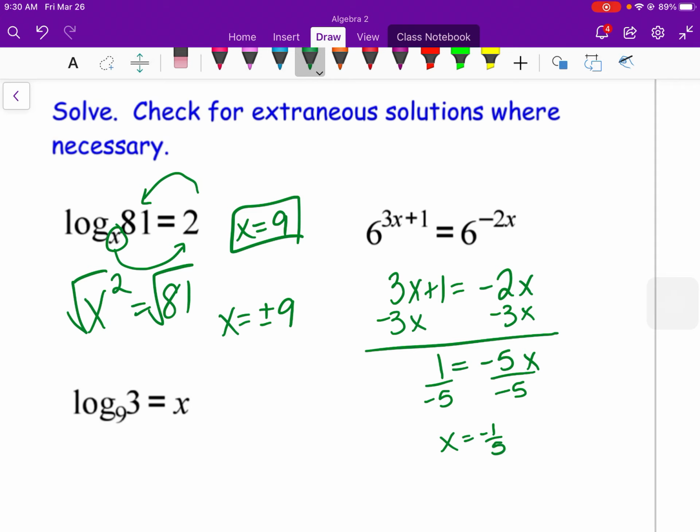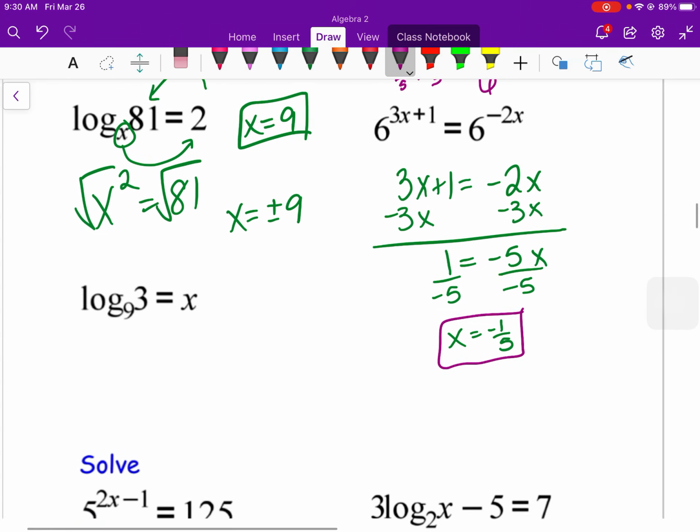Let's see, did I do that correctly? Let's plug it back in. Be 6 to the -2 times -1/5 would be +2/5. Over here I'd have 3 times 1/5 would be -3/5 plus 1 would be 5/5, so it'd be 6 to 2/5 again. So it does work. X is -1/5.